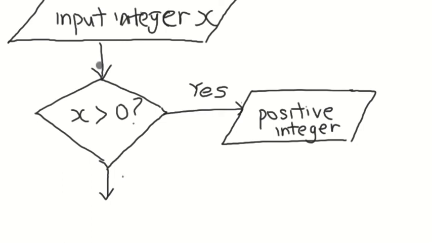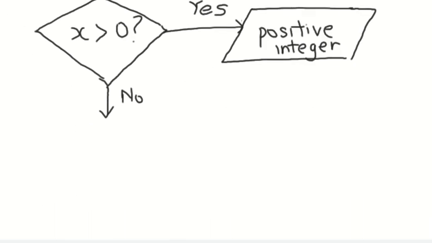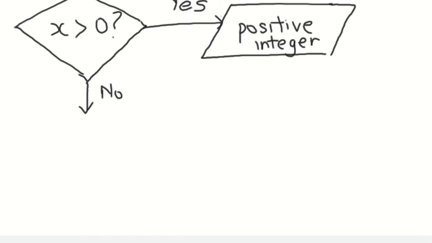If it's not bigger than 0, can we conclude directly it is negative? Maybe 0 also. So maybe we need to differentiate again. We need another decision symbol. So if it's no, if it's not greater than 0, can you conclude directly it's negative? I got a few cases. So which case do you want? How do you know the number is negative?